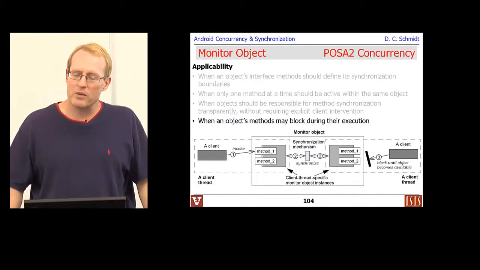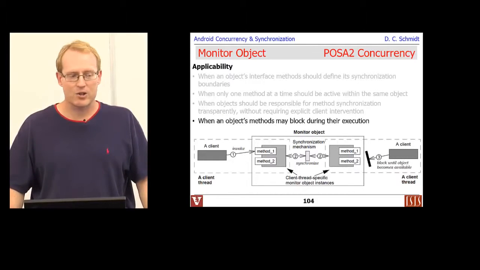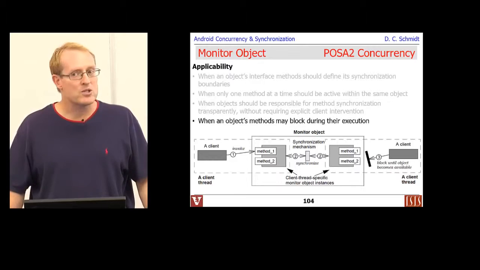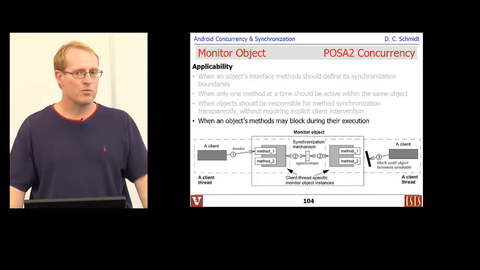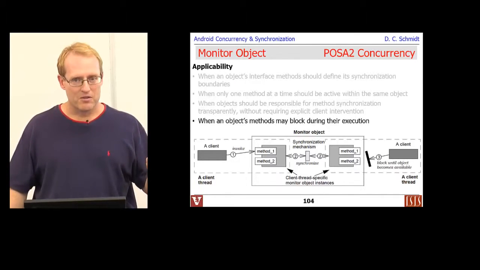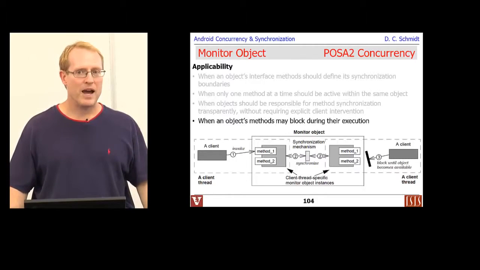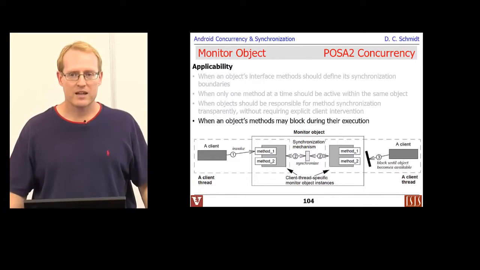Another reason you might want to use this pattern is if the methods in an object may need to block during their execution. If the methods don't need to block, you can get by with a simpler model and you don't need the monitor object pattern. Or you could look at it as a very simple, lightweight use case of the pattern: when there's no blocking involved, it's basically just serializing access to the state variables without worrying about waiting or notifying.